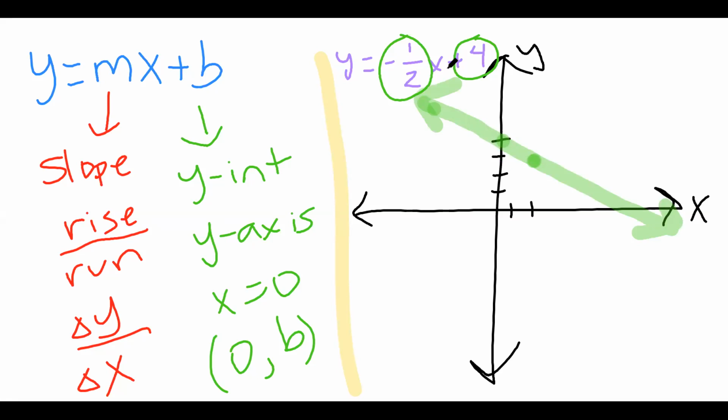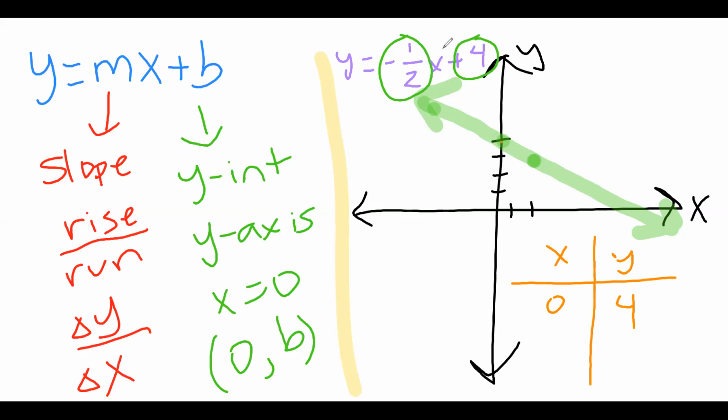A couple of things, you can always make a table, right? So for example, if we had made a table here, I'll go ahead and make a little table down below. You can plug in whatever numbers you want. Plugging in 0 is always nice. Plugging in 0, 0 times -1/2 is 0, plus 4 is 4, which is a point that we actually have right there.